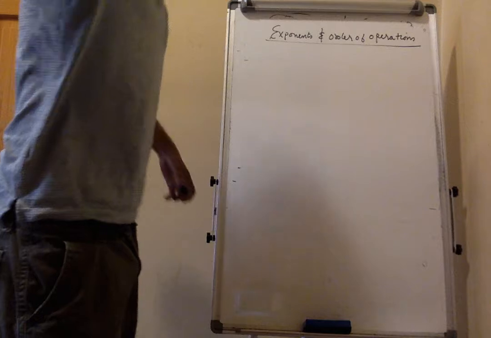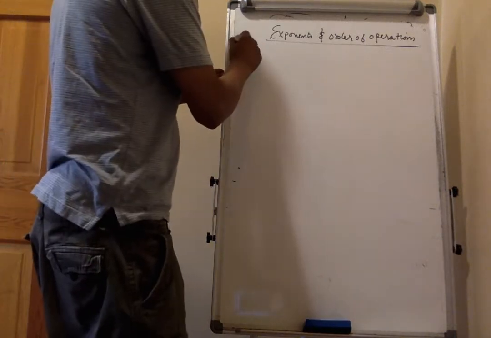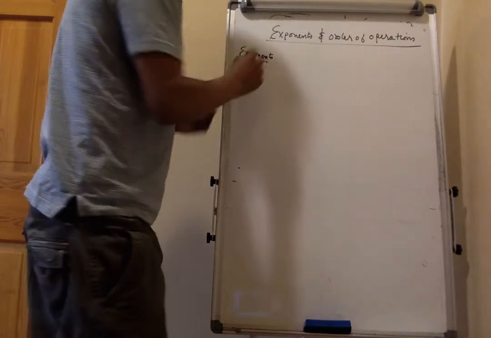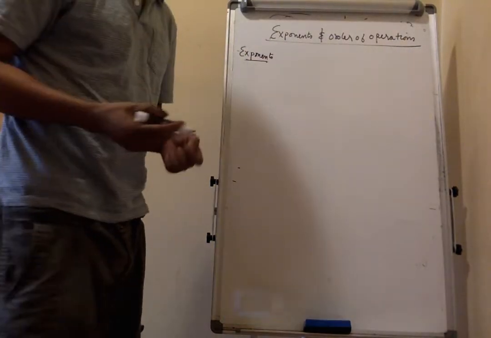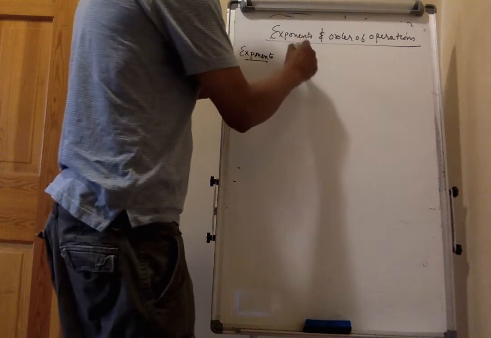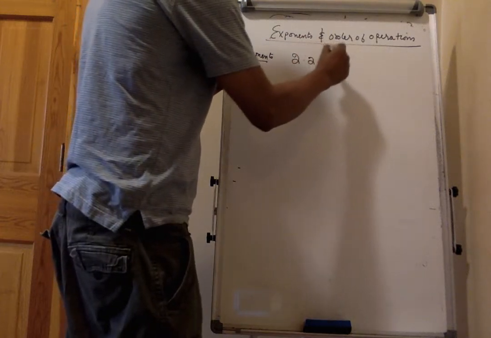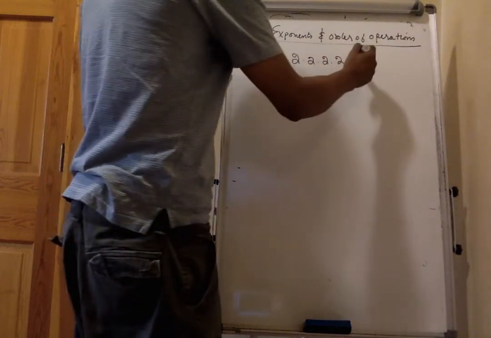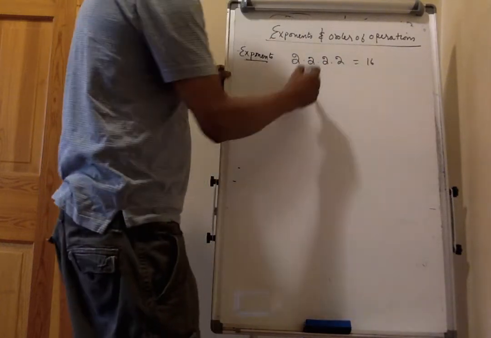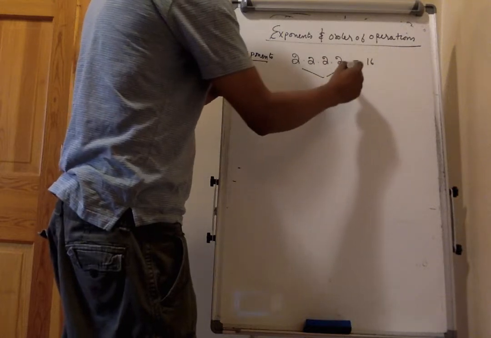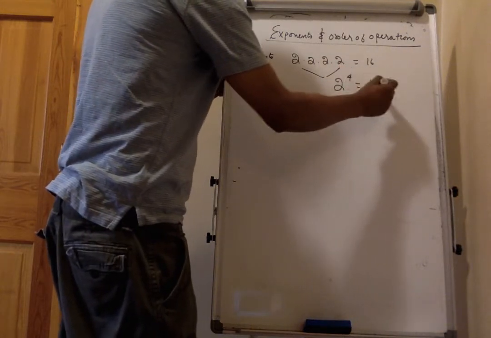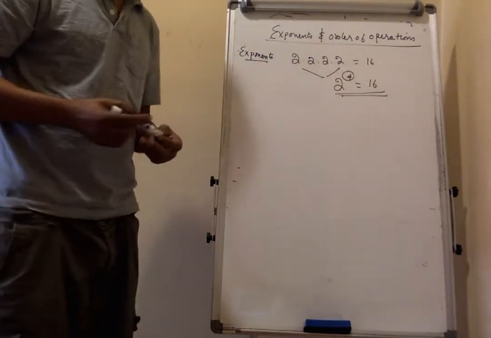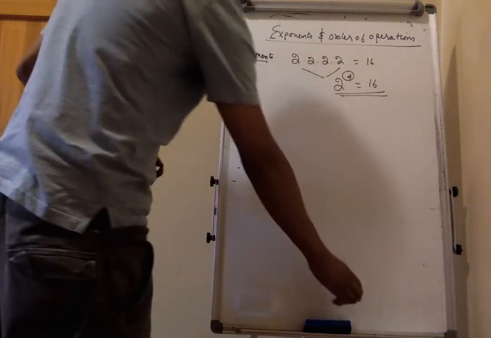Okay, so let me start with exponents. Exponents is just the shorthand of multiplication. So if you multiply 2 times 2 times 2 times 2, you have how many 2's? 4 of them, you end up with 16. Or you could rewrite this as 2 to the 4th is equal to 16. The 4th would be telling you how many times you are going to multiply 2.